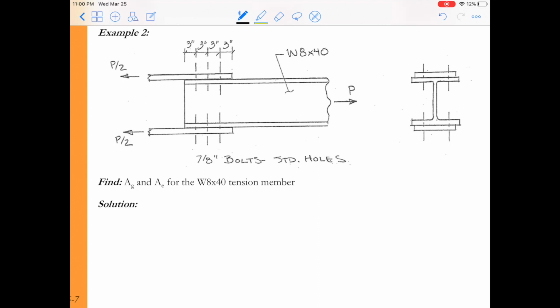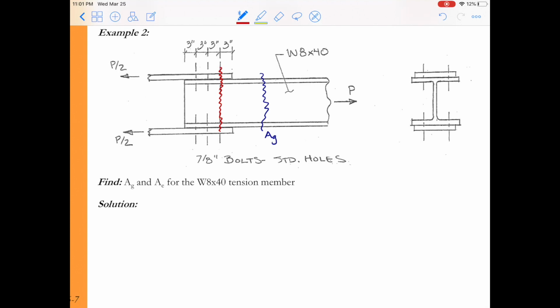We'll have a lot of practice in this class in coming up with what the shear lag factors are for a bunch of these different connections. But let's look at this example. Here we have a W8x40 that's connected to two splice plates. The question asks us to solve for the gross area and the effective area for the W8x40 tension member.